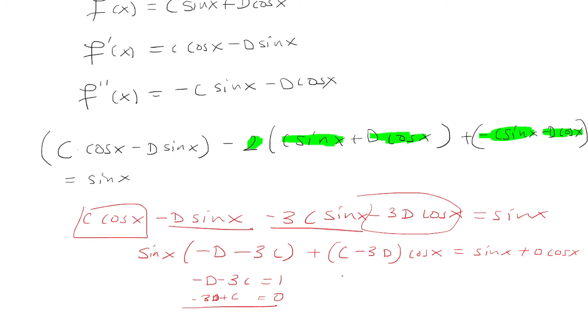Now if we multiply the top by 3, we get negative 3d minus 9c equals 3. And then negative 3d plus c equals 0. Subtract these and get negative 10c equals 3. So then c is negative 3 over 10.